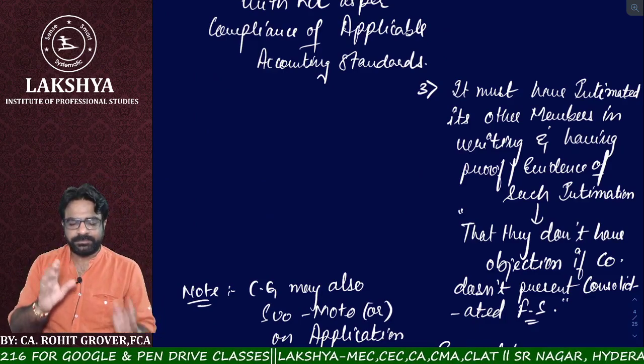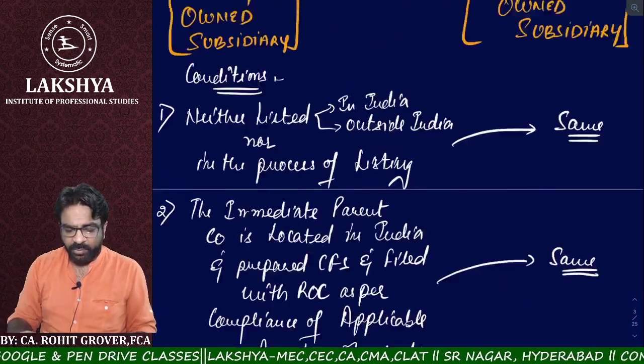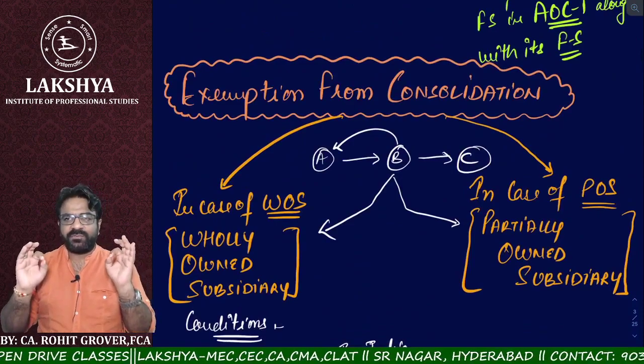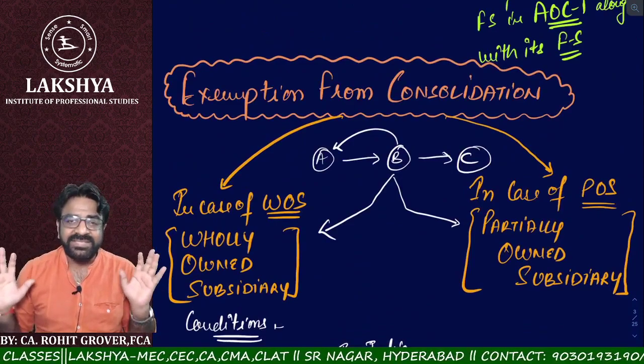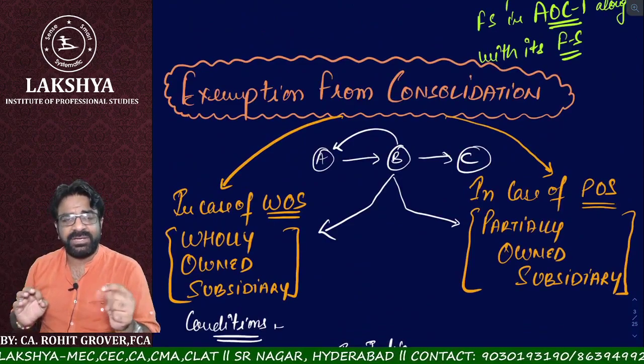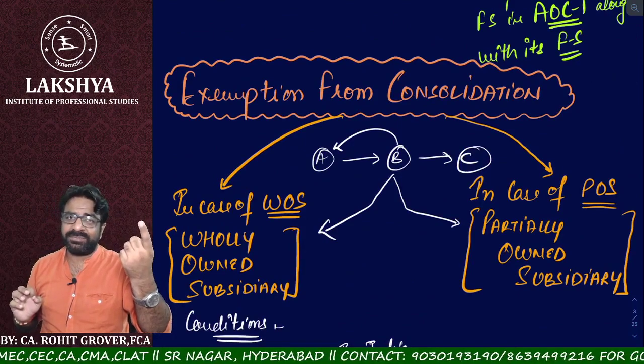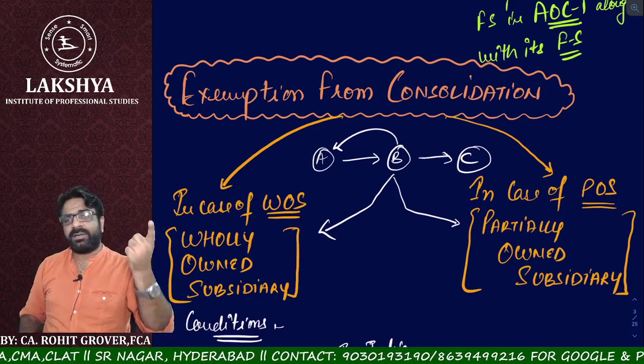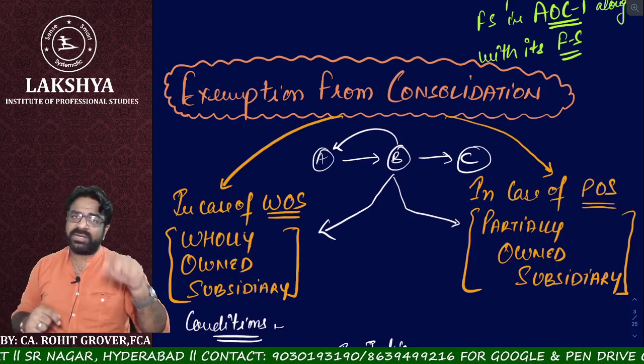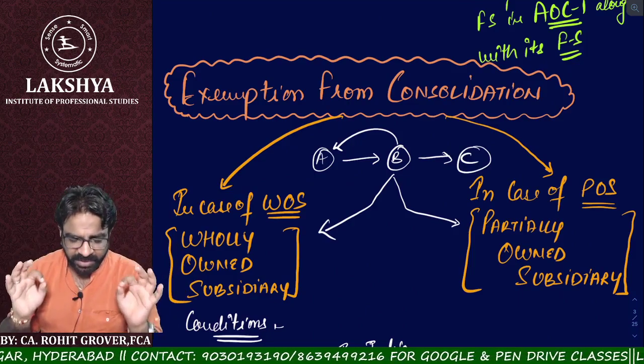Clear, everyone? So let us wrap it up in a very quick manner. Now, exemption from consolidation under the Companies Act. This is a Companies Act exemption. Then again, we'll do one more exemption to the subsidiaries under Ind AS, and one exemption under the AS. Now listen to this very carefully.